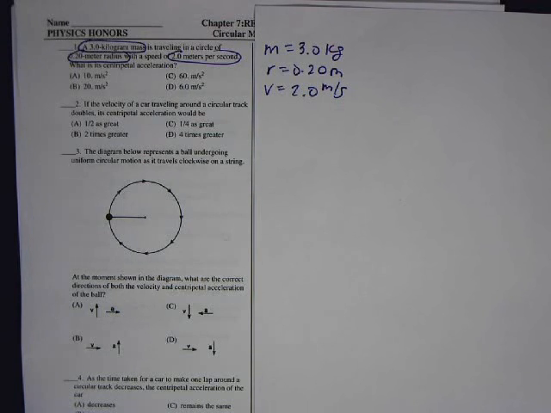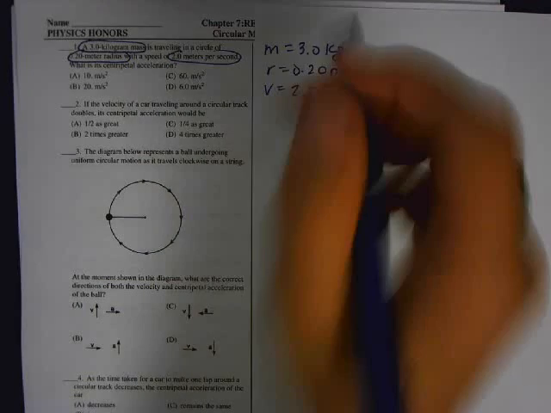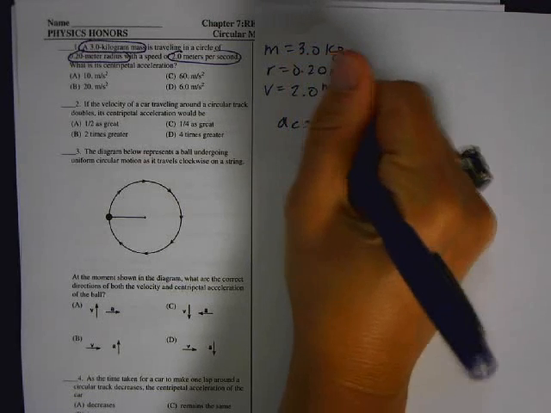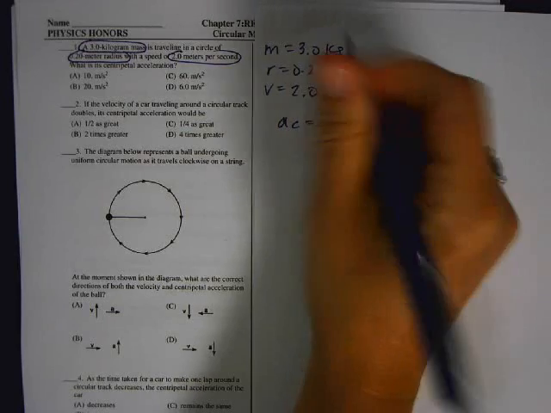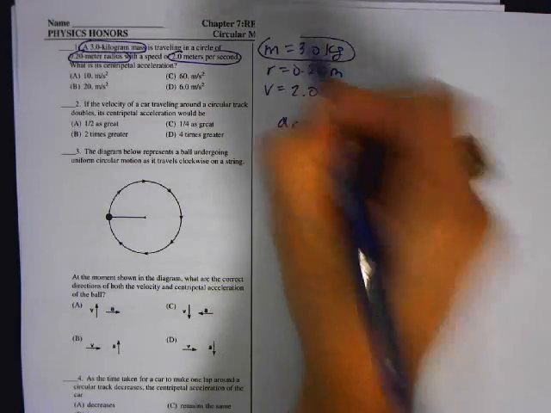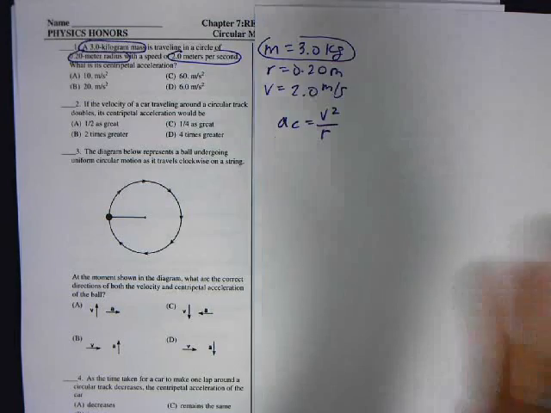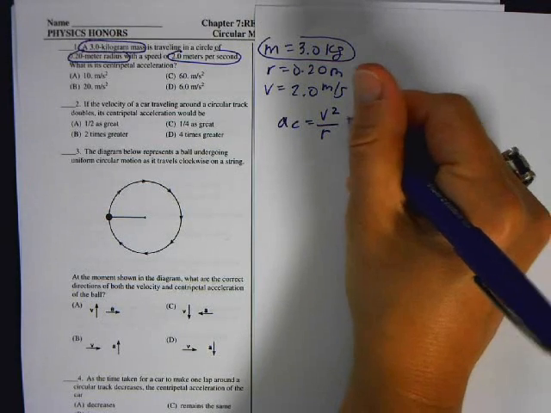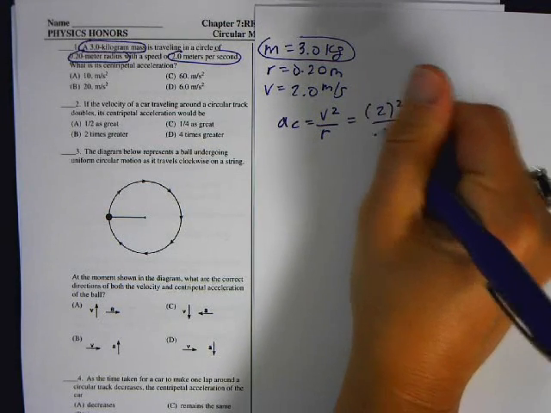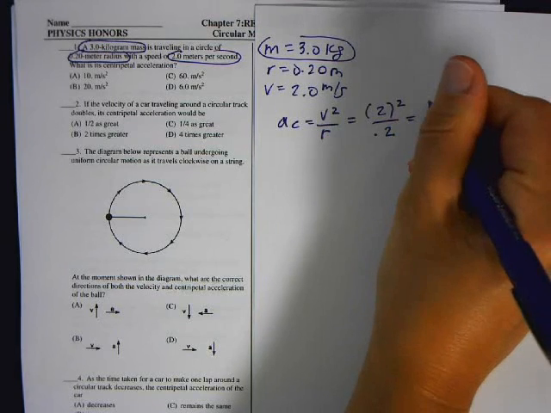What is the centripetal acceleration? So now, centripetal acceleration is equal to v squared over r. So I actually don't need the mass. I would need the mass if I was finding the centripetal force, but I'm not. So it's just going to be 2 squared over 0.2. So 4 divided by 0.2.